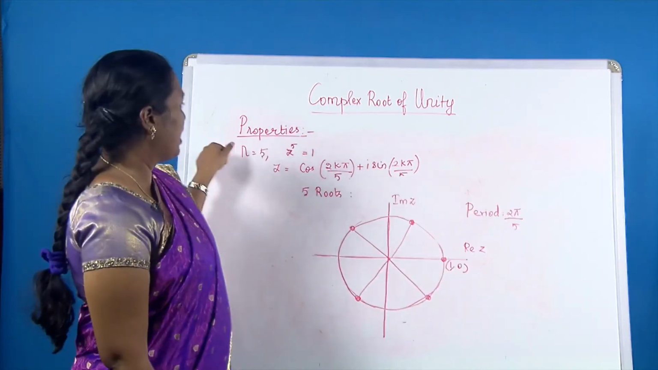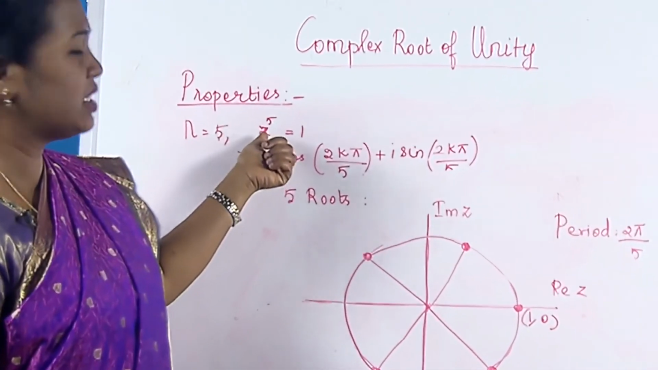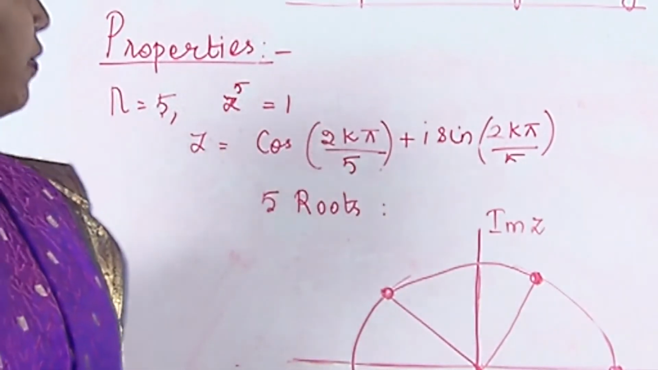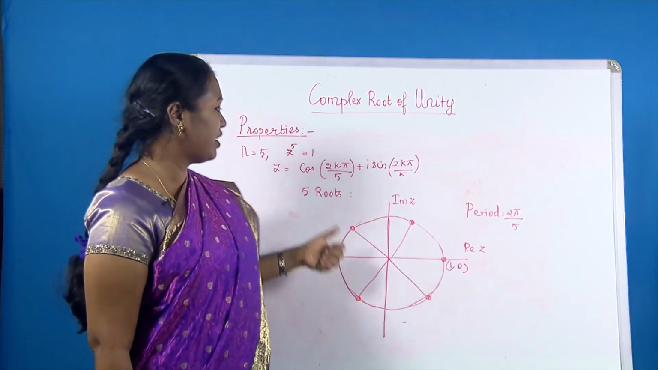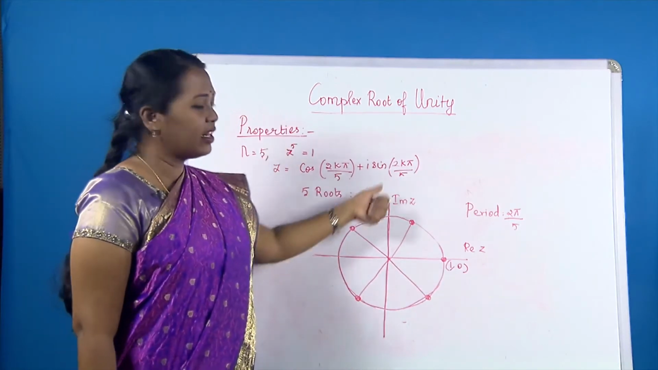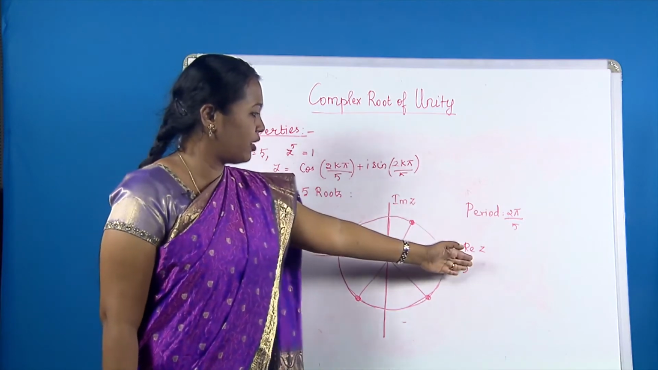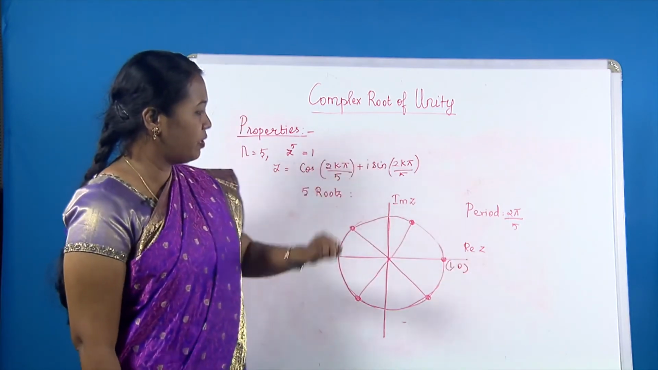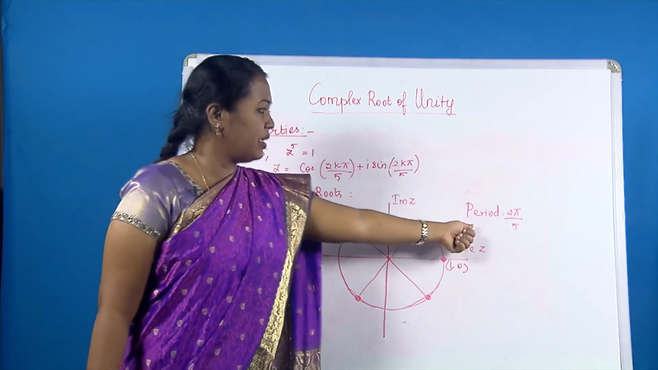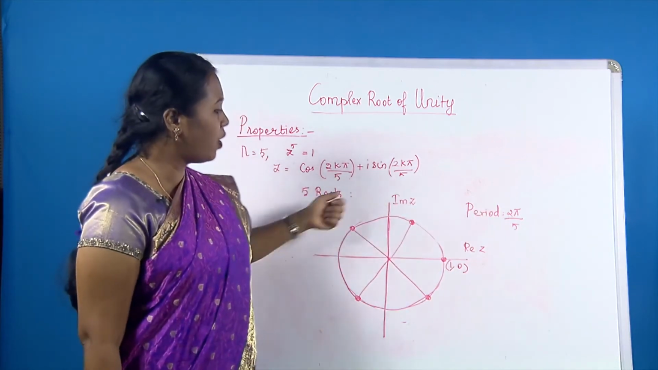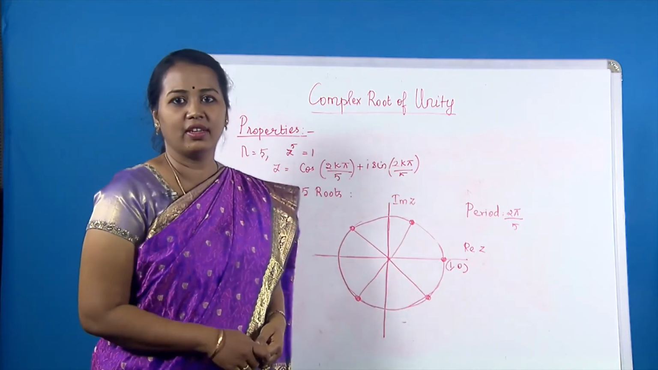Now, when n is equal to 5, it becomes Z power 5 is equal to 1, Z is equal to cos 2k pi by 5 plus I sin 2k pi by 5. There are going to be 5 roots. Once again, they are all going to be lying on the unit circle with the real part of Z being here and the imaginary part of Z being here and the period being 2 pi by 5. You can even take it as an exercise to verify what the roots lying on the unit circle are.